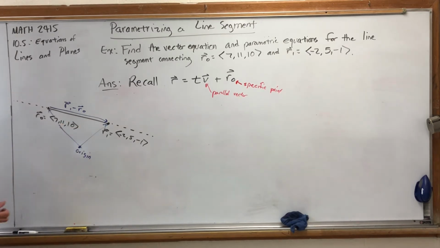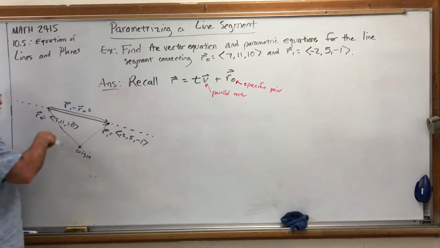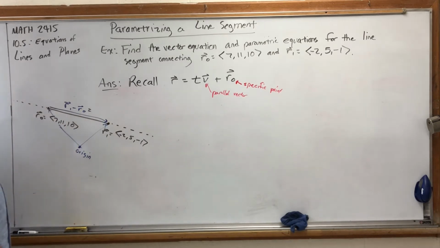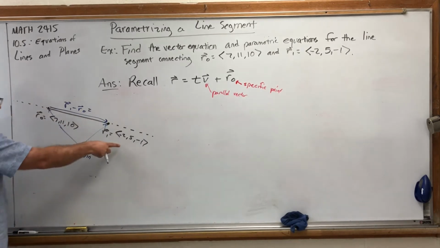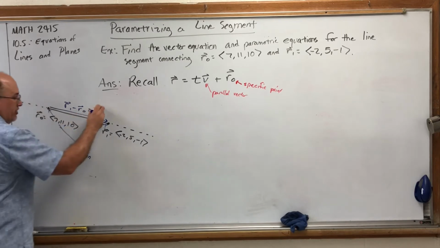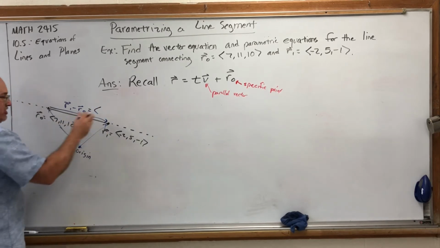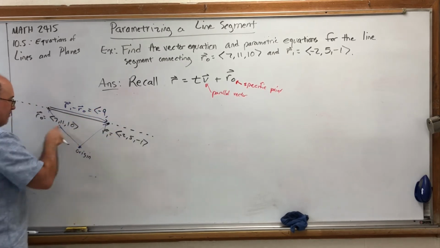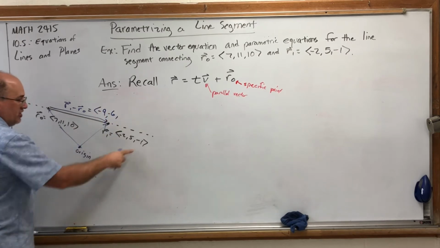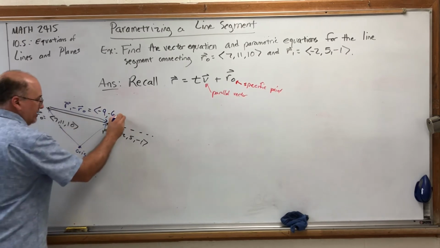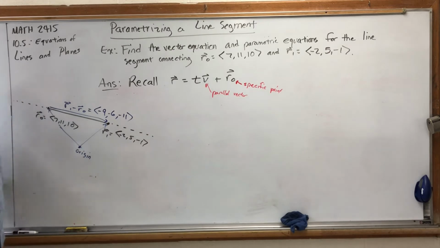Oh, wait a minute, we can calculate this vector because we know both r1 and r0's components, so we can just subtract r1's components minus r0's components. -2 minus 7 is -9, 5 minus 11 is -6, -1 minus 10 is -11. All right, maybe I should have subtracted them in the other order, but that's okay. We'll go with the one that's completely negative in all three components.